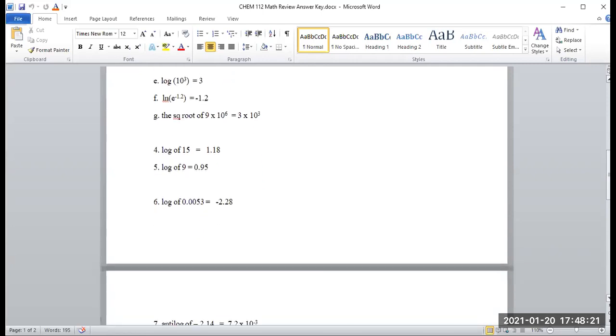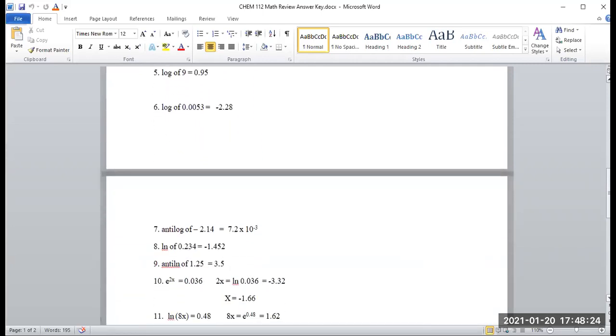The latter portion of the back of that page is just a mixture of logs and anti-logs and making sure you're on the right track for these. If you're doing the log of 0.0053, this is a number less than 1, you end up with a negative value, negative 2.28.